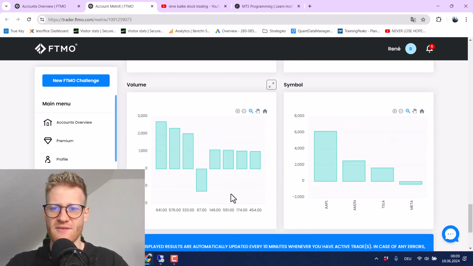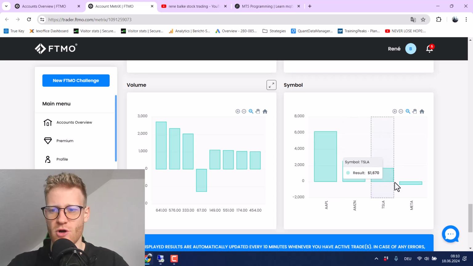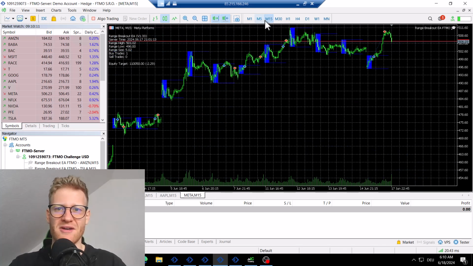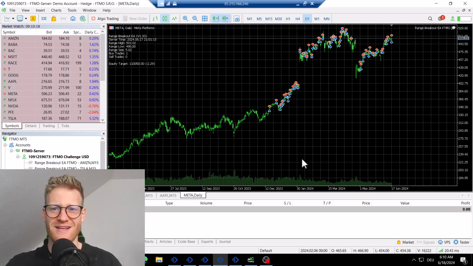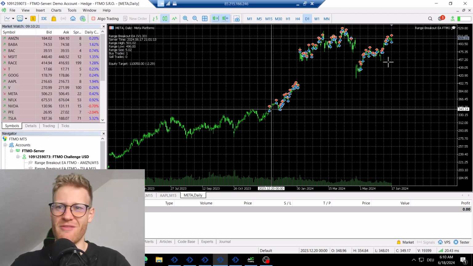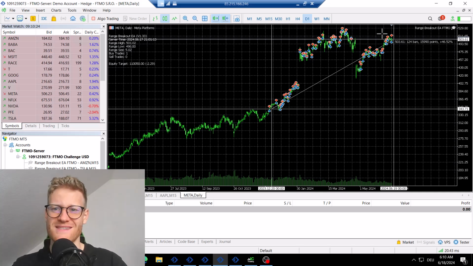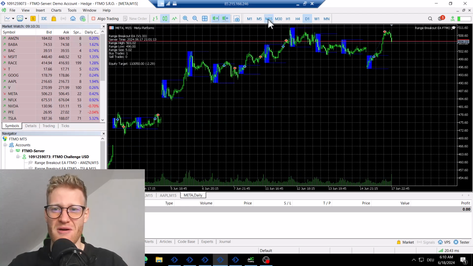Then, let's have a look at the symbols. We can also see, especially Apple was very, very good, was making most of the profits, but Amazon and Tesla were also good. Only Meta was losing a bit, which is a little bit funny to me because if we have a look at the overall chart, the Meta stock was gaining so much value in the period where I traded. So you can see this Meta stock made in the last half year like plus 50%. And still in this specific symbol, the EA was not able to make money.